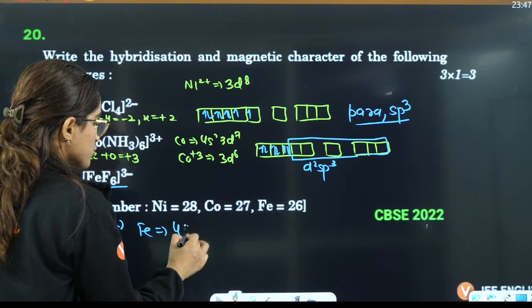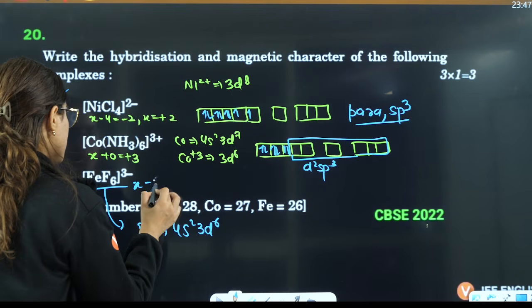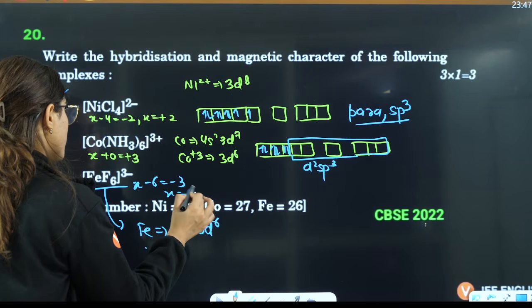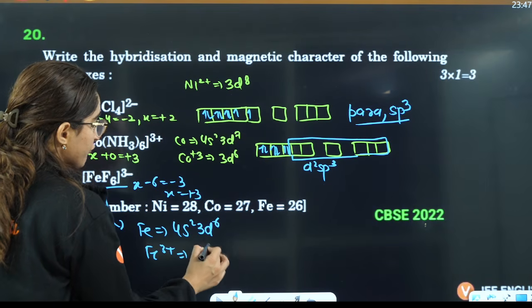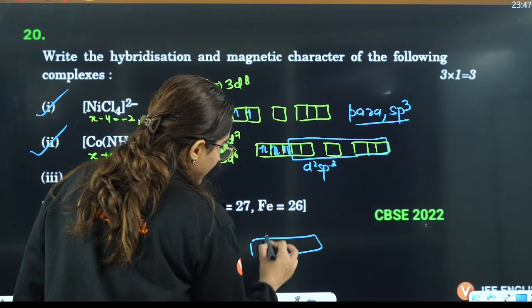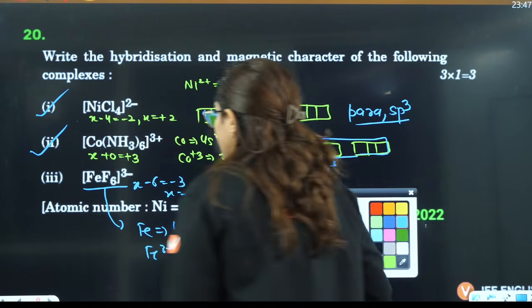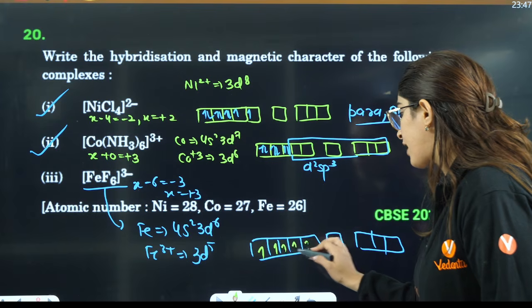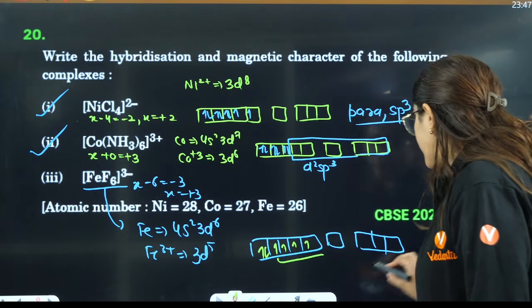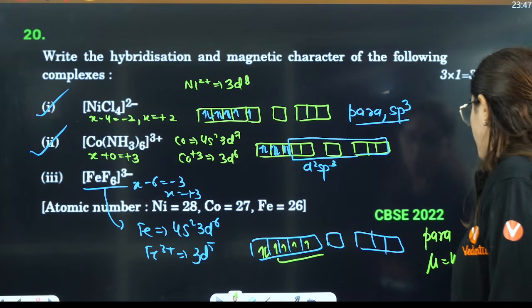Third one is this one, where iron is 26. So it is 4s2 3d6. This is x minus 6 is equal to minus 3, x is equal to plus 3. So iron 3 positive is nothing but 3d5. So when you fill the electrons here, in case of fluorine, there is no pairing. So it will be 1, 2, 3, 4, 5. So total 5 unpaired electrons. So it is paramagnetic, mu is equal to 4.9.